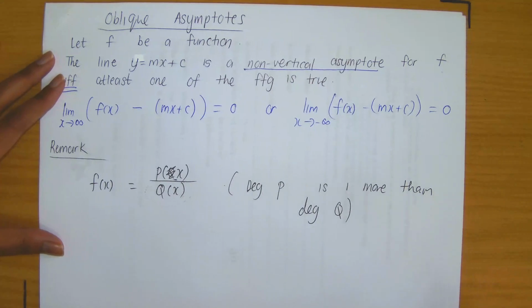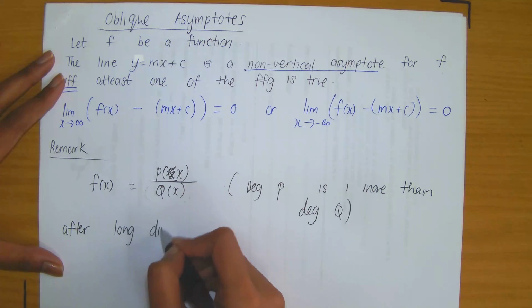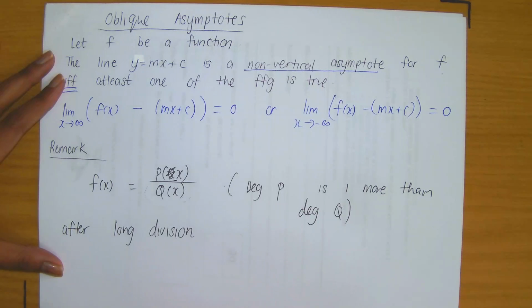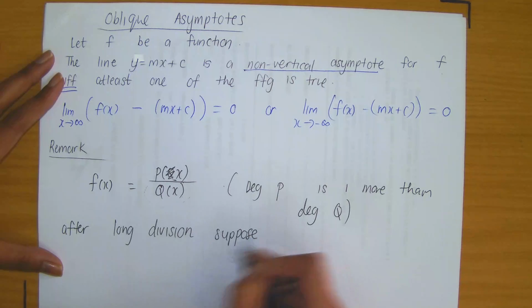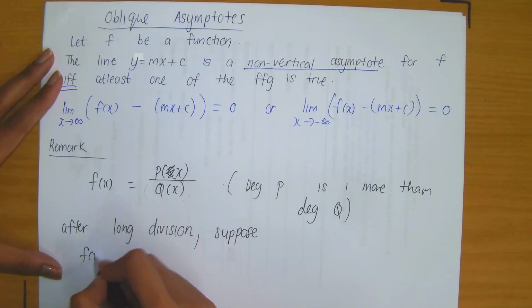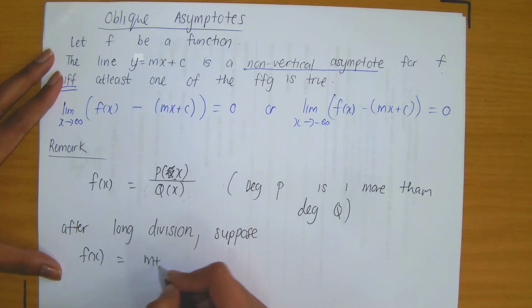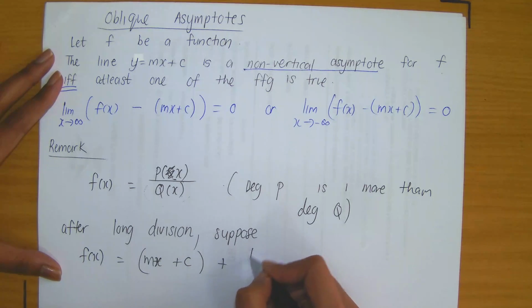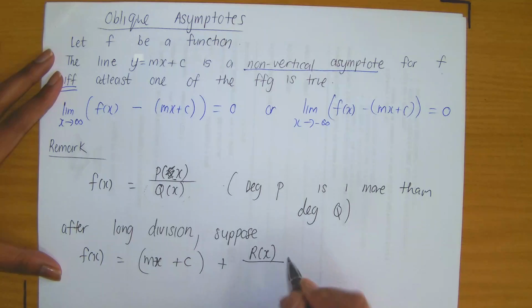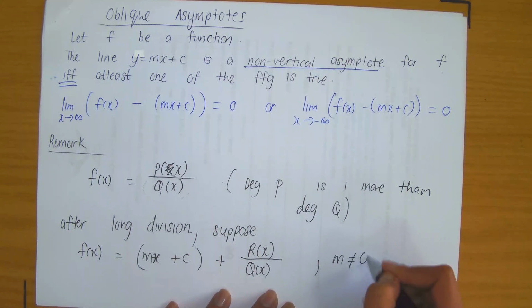So after long division, you need to ensure that you remember how to do your long division. Right, so after long division, suppose that f of x now equals mx plus c plus your remainder. I'll call that remainder r of x divided by q of x, which is our divisor. And of course, where m is not 0.